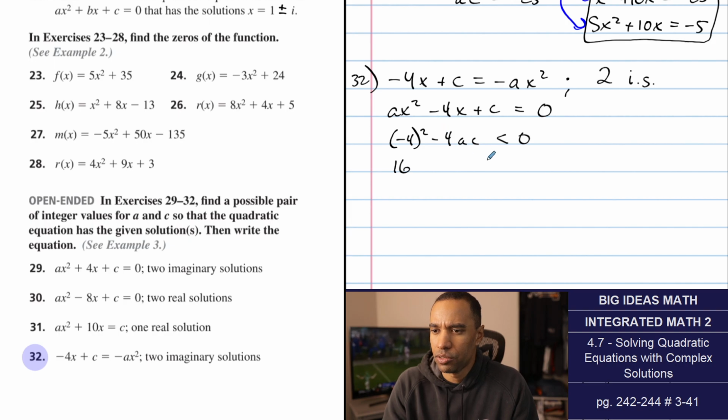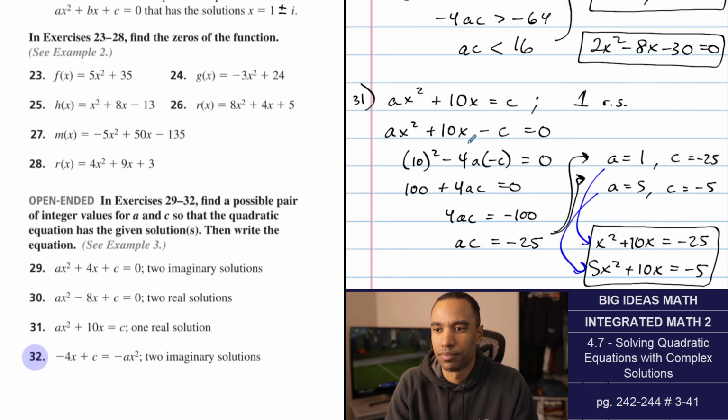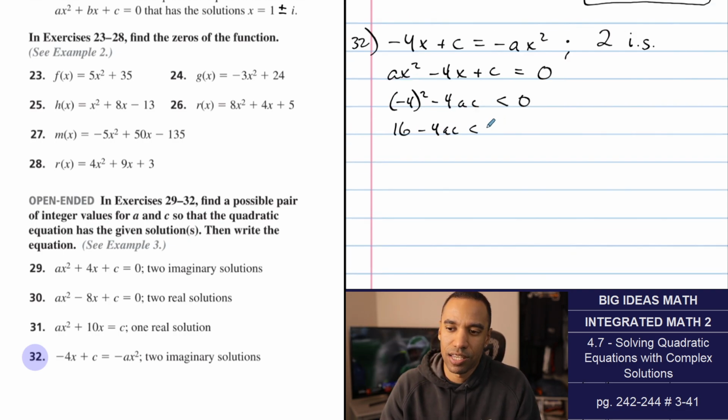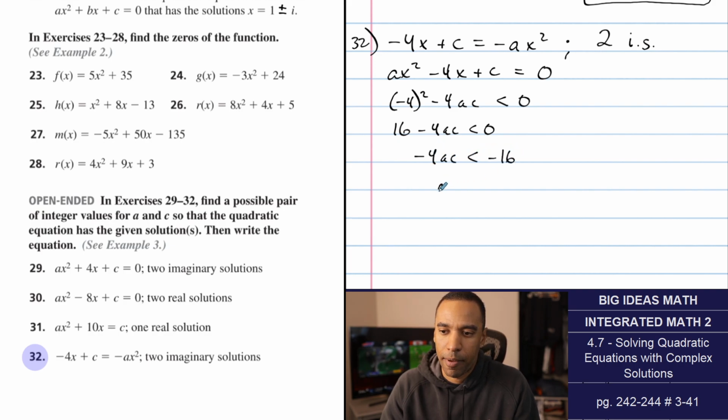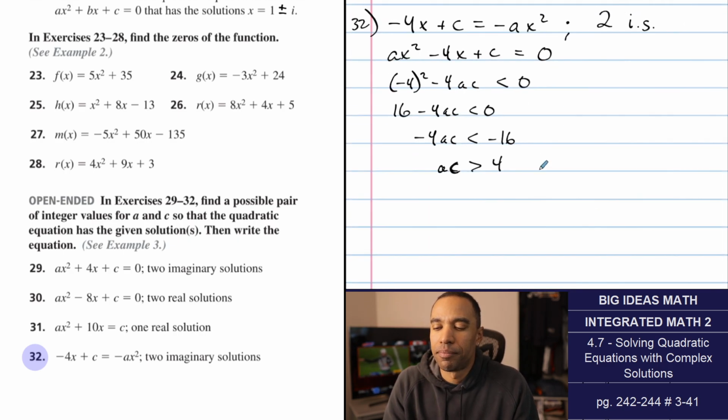16. Wait, didn't we have this before? Okay, well. All right. 16 minus 4ac is less than 0. Negative 4. This time I'm going to write different numbers, though. Negative 16 divided by negative 4. AC is greater than, as we divide and switch the inequality, 4. Let's make sure I switch the inequality in the other one. I did. Okay. 4. So this time let's change some numbers around.